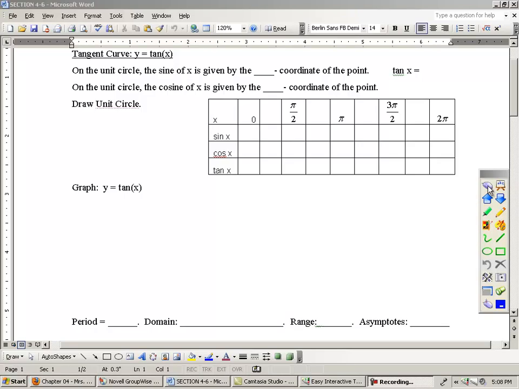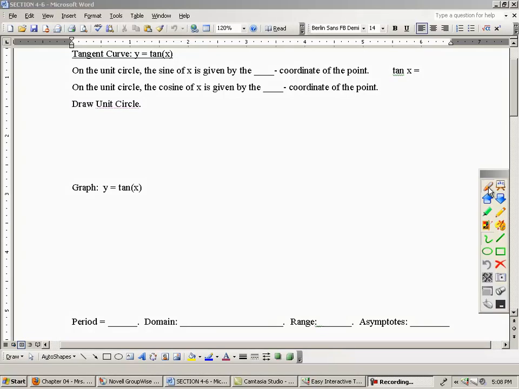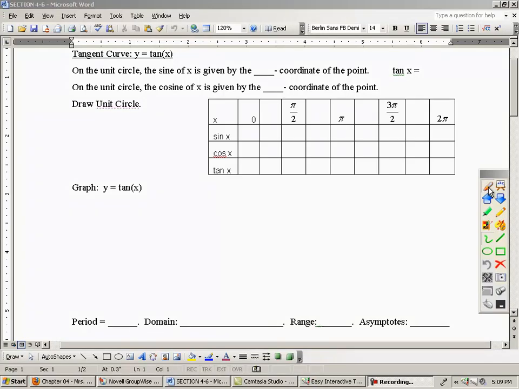This is a note for section 4.6. In 4.5 we graph sine and cosine. Today we're going to look at tangent, cotangent, secant, and cosecant. And we're going to talk about the differences between what we did in 4.5 and what we now have to do in 4.6. So we're going to start first by looking at the basic one, which is tangent.